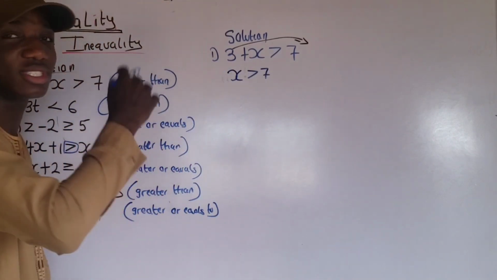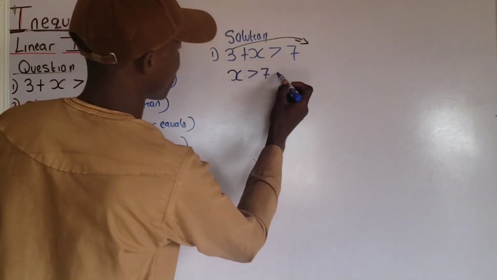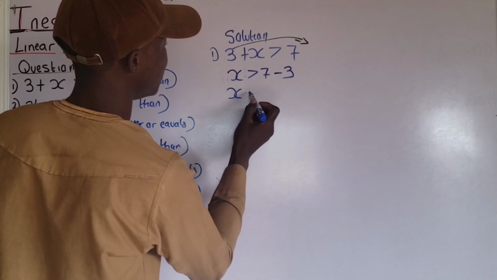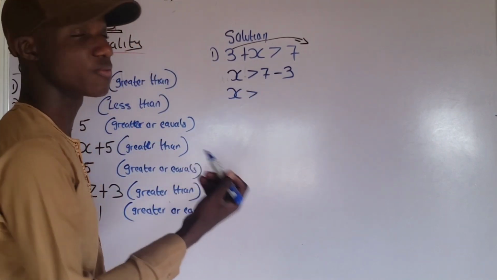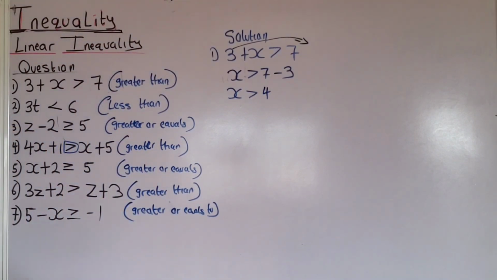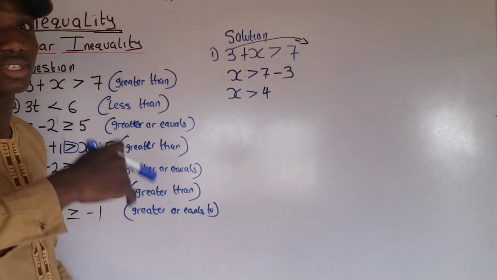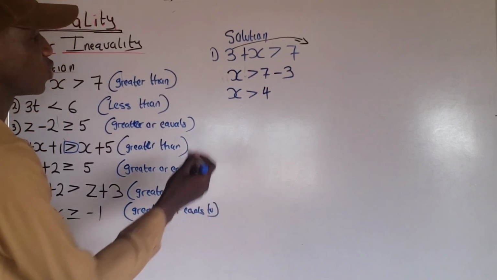Now, if this 3 crosses the inequality sign to the right hand side of the equation, it becomes negative. So I'm going to have negative 3. Here I'm going to have x is greater than 7 minus 3, which is 4. So x is greater than 4. The values of x that satisfy the inequality are those values greater than 4. This includes 5, 6, 7, 8, and so on. You understand? Those values satisfy the inequality 3 plus x is greater than 7. Okay, let's proceed to question number 2.